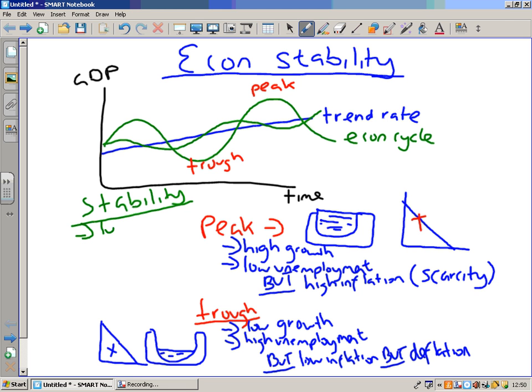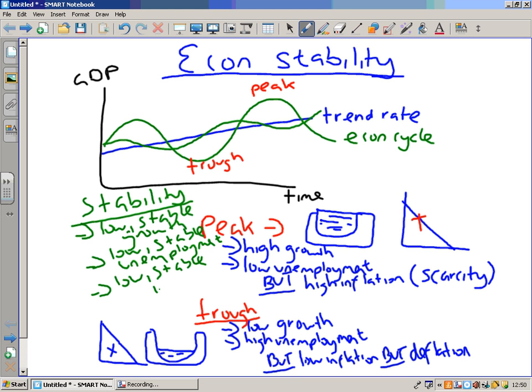We have low, stable economic growth. We will maintain low, stable unemployment. And we will also have low, stable inflation. Okay, so that is what we're aiming for.